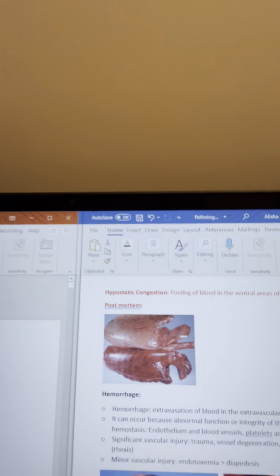So then we got into hypostatic congestion, which is the pooling of blood in the ventral areas of the body due to gravity. So that's what that looks like here.